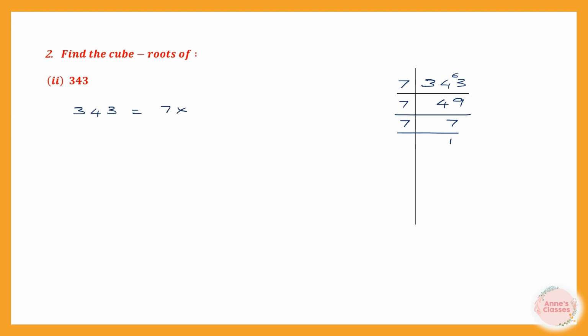That is 7 into 7 into 7. Put them in groups of triplets. So this forms a triplet. There are three numbers, identical factors there. So this forms a triplet.